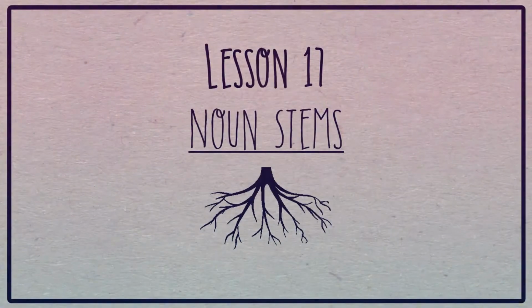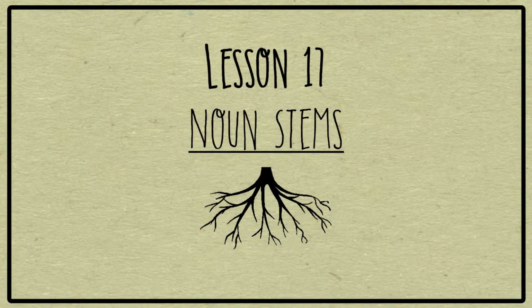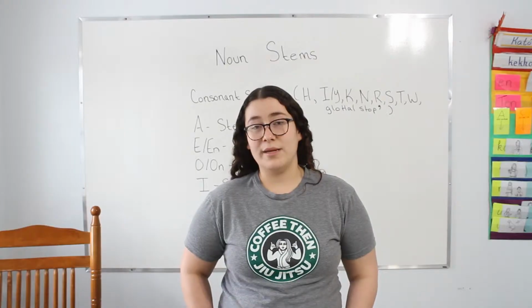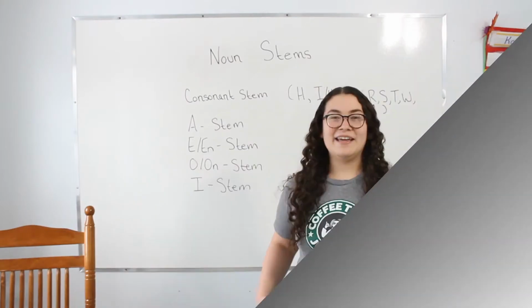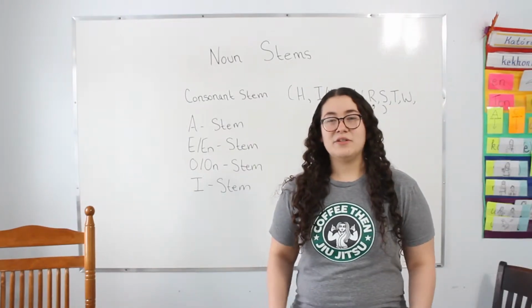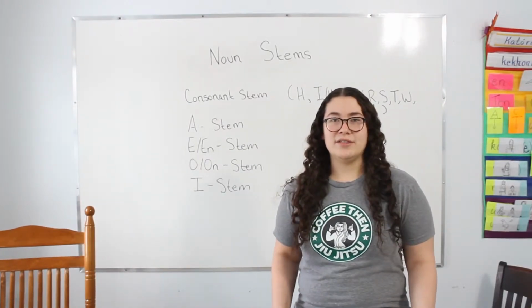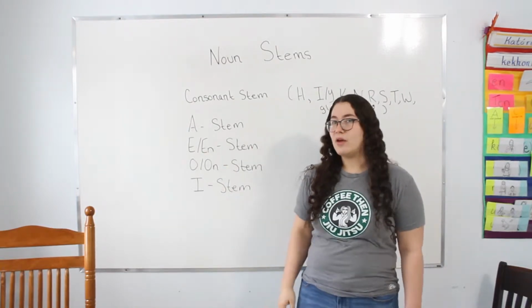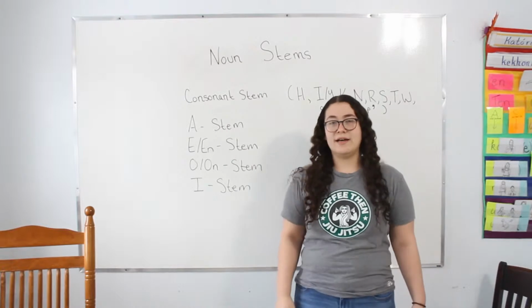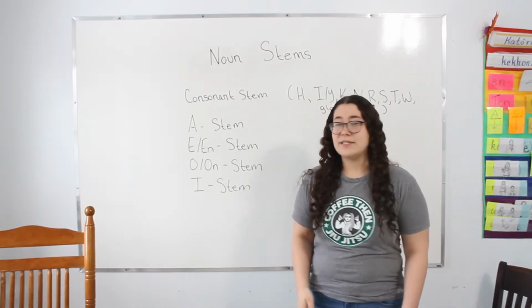Today we're going to be looking at noun stems. A noun stem is basically the basis of kanien'keha word formation, and they help you to determine what prefixes you're going to be using. In kanien'keha we have 7 noun stems which are based on the vowels of our language. So we have consonant stem, A stem, En stem, O and On stem, as well as I stem. Today we're going to be focusing on A stem.